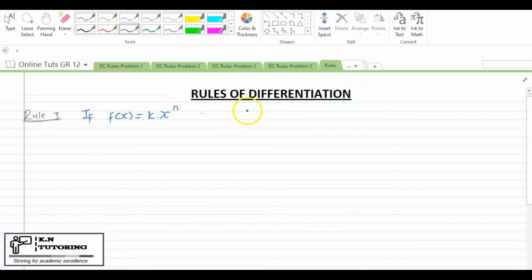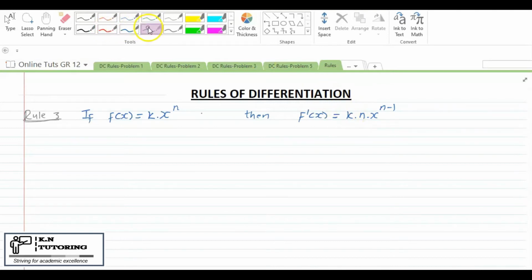Then the derivative will be f prime of x equals k times n times x to the n minus 1. So you will realize that here, this is the first rule and the second rule. You take your n, you drop it, and you subtract 1. And then this k here, instead of being a constant from rule 1, in this case it's a coefficient.